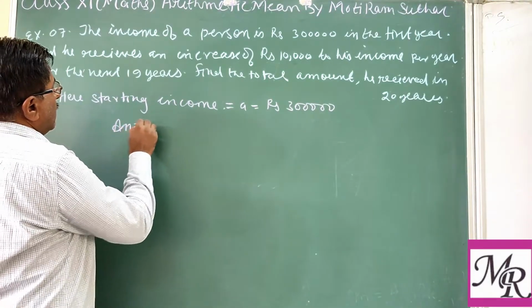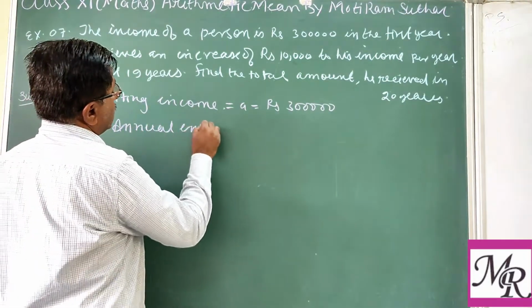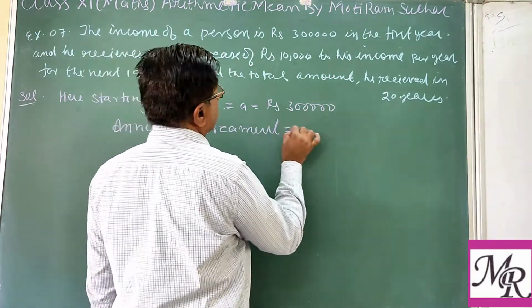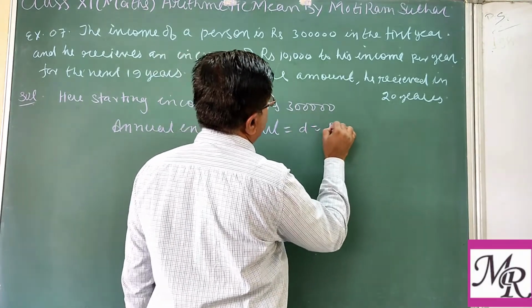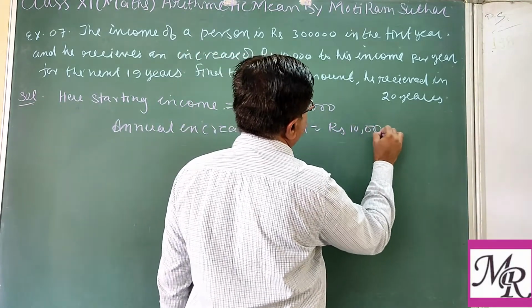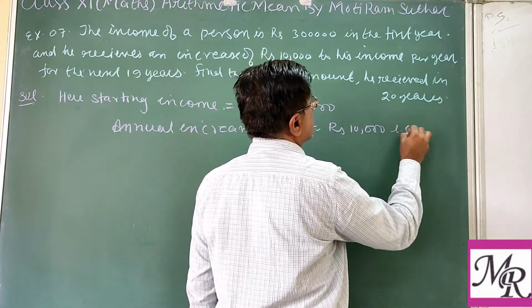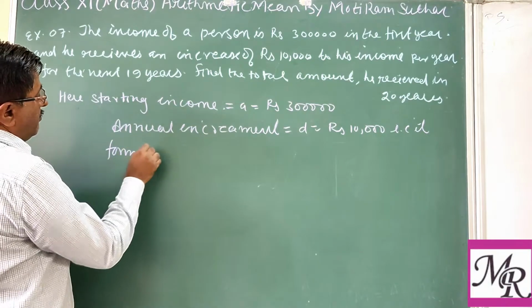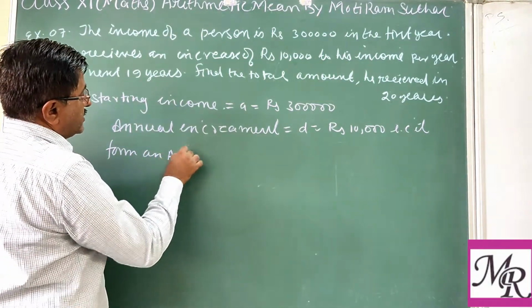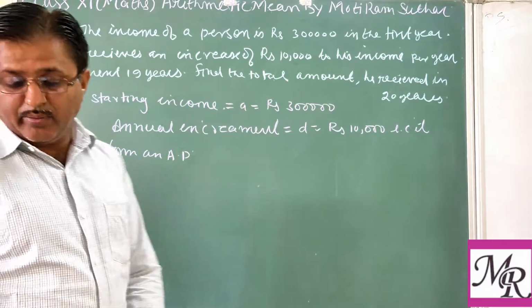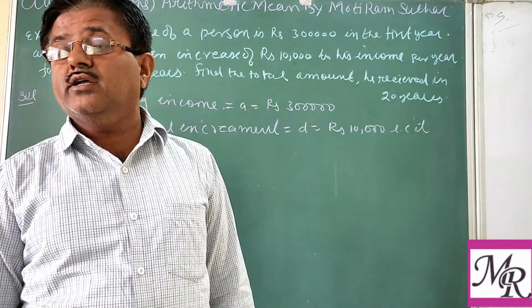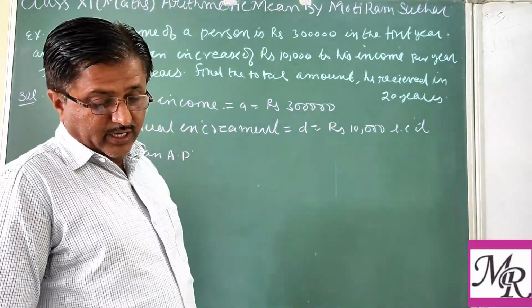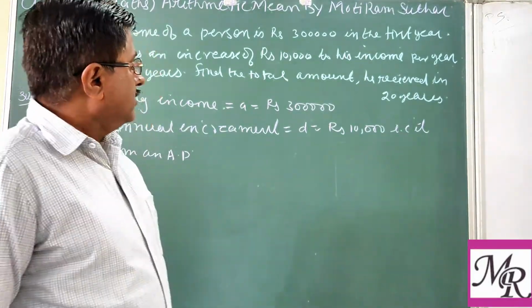So the annual increment, that is b, is equal to rupees 10,000. That's it. How can one say this forms an AP? Because every year there is a constant increase, that is 10,000. That's why this forms an AP.